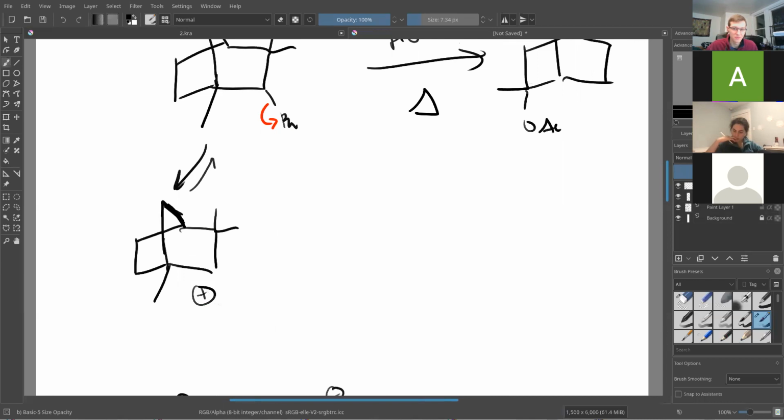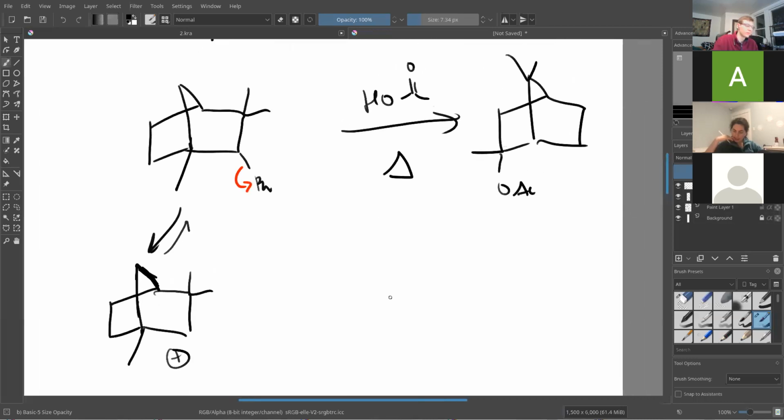Now what? Would there be a rearrangement? Oh, yeah. Yes, there will be. There will be a rearrangement. What's going to rearrange? Would the carbocation go to the bridgehead? Because it would be tertiary.